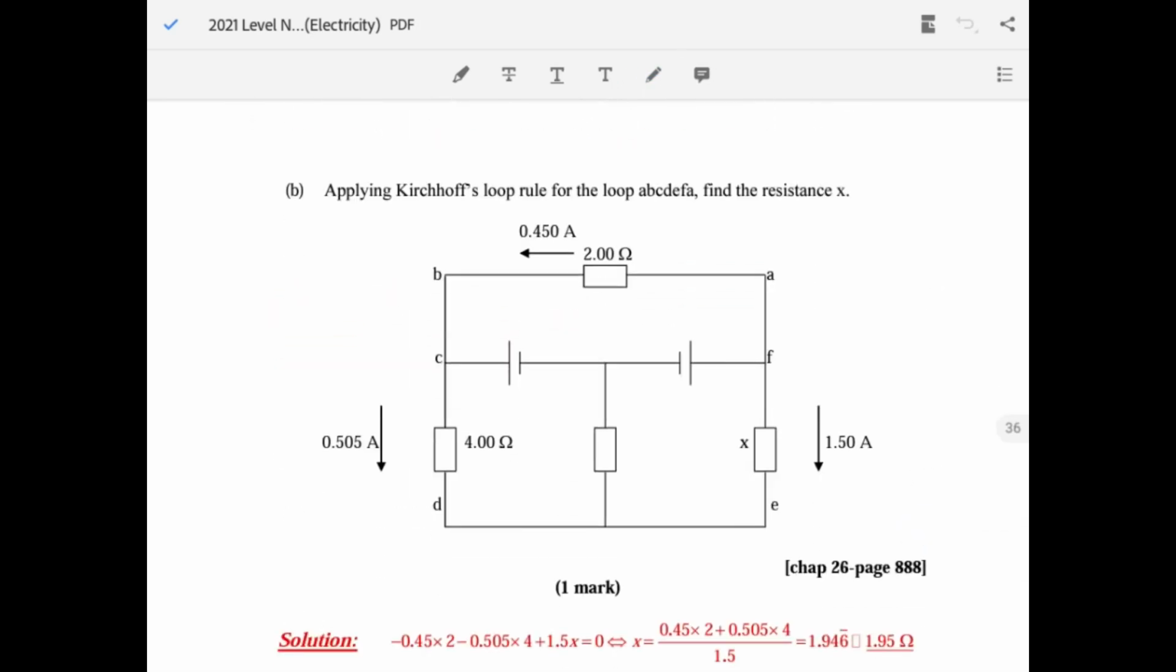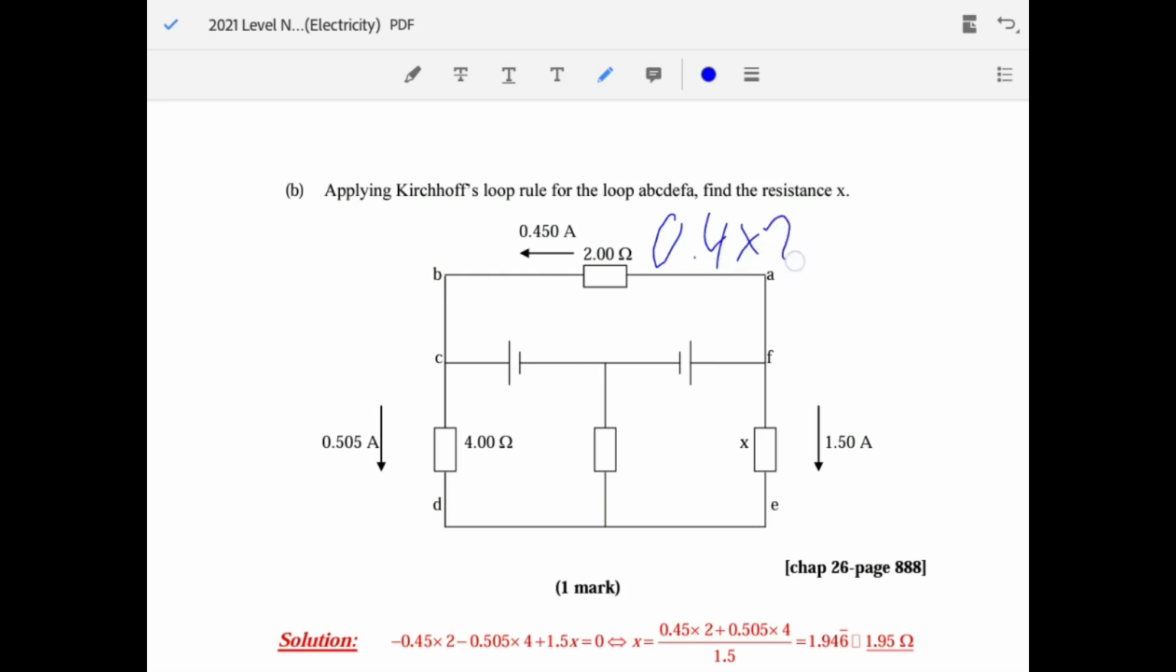Applying Kirchhoff's loop rule. This is the one where you work with voltages. Find the resistance X, and the values you are given are around this loop. The loop rule states that the net voltage around the whole circuit, or around one loop, is equal to 0. A resistor doesn't have a direction, but if you choose one arbitrary direction, then if the current is going with it, it's positive, otherwise it's negative. Or it can be the opposite. But you have to be consistent.